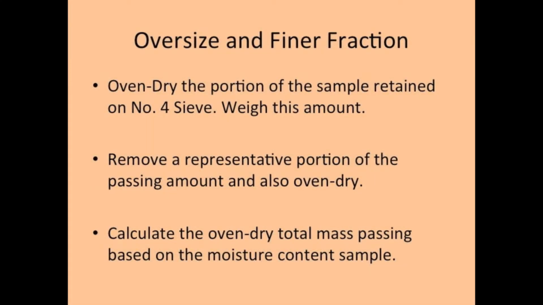Oversize and finer fraction. Oven dry the portion retained on the number 4 sieve. Weigh this amount. Also remove a representative portion of the passing amount and also oven dry. Calculate the oven dry total mass based on the moisture content from that portion. Now the oversize and finer fraction are ready to be calculated based on the oven dry weights.